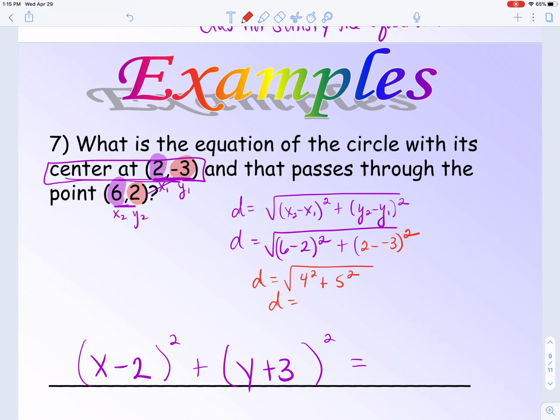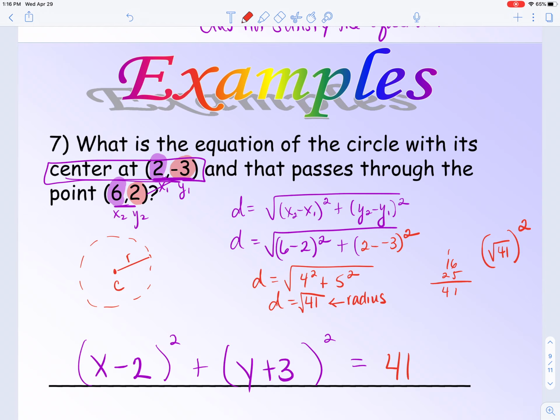So the distance, that d is distance, not diameter, so don't get confused. 16 and 25 is 41 under the square root. So that is your radius, actually. If you go from the center to a point on the circle, that's your radius. So since that's my radius, I'll do the square root of 41 squared and get that this is just going to be 41.